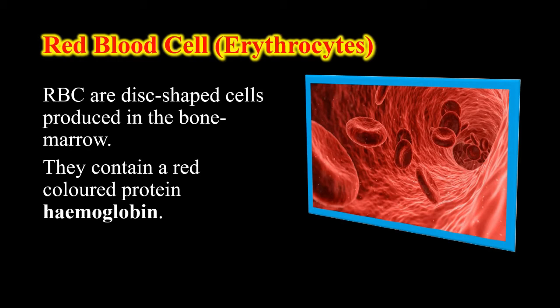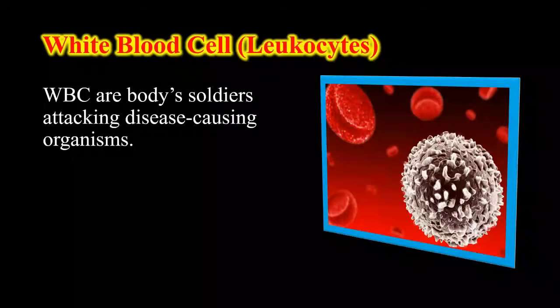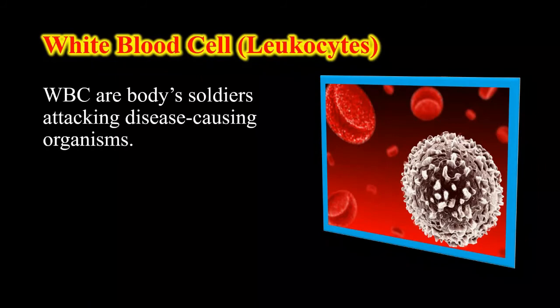The hemoglobin, when it comes in contact with oxygen, forms a new product, that is oxyhemoglobin, and this oxyhemoglobin transports the oxygen from one part of the body to another part. And now let us understand about white blood cells.